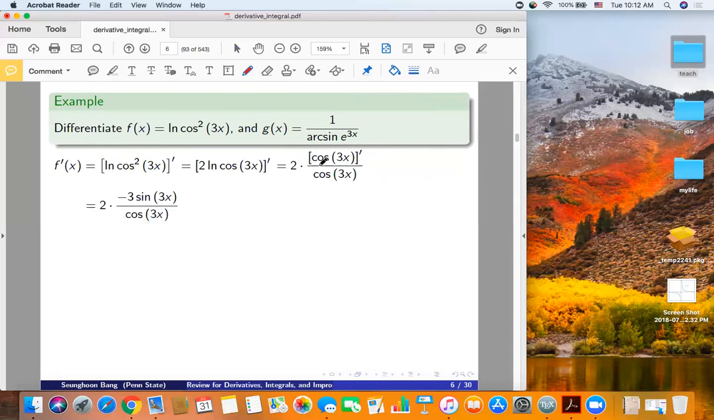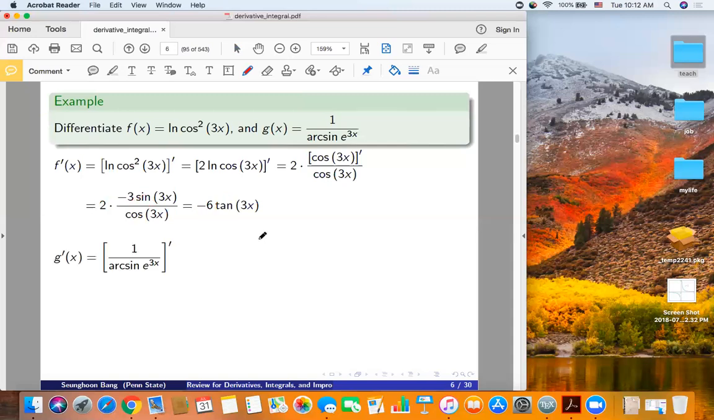So calculate. Cosine 3x prime is negative sine 3x times the inner function prime, so this is negative 3 sine 3x. Combine: this is negative 6. Sine over cosine is tangent, so we have negative 6 tangent 3x.